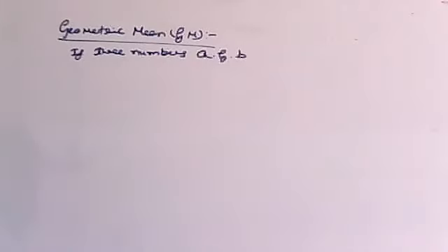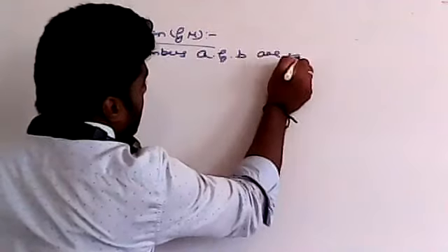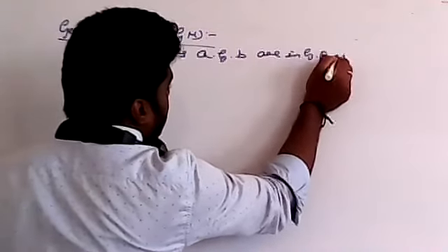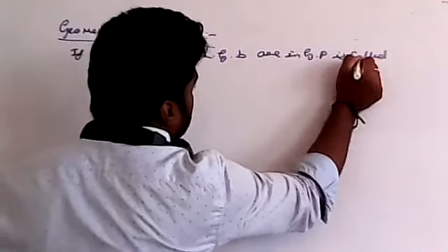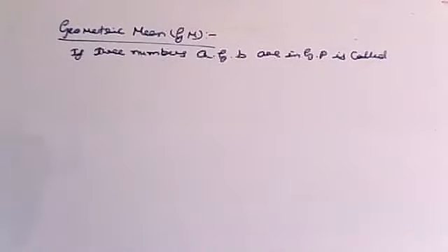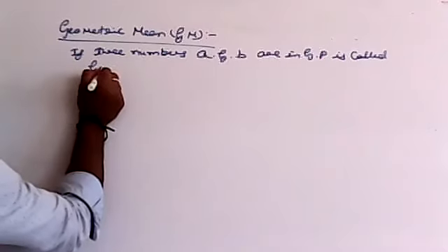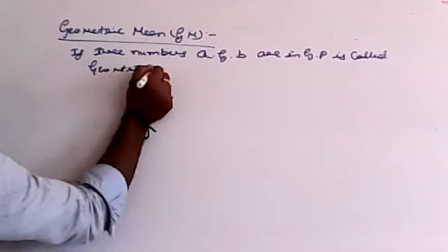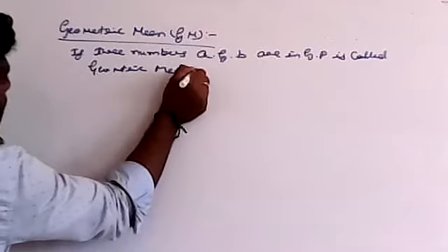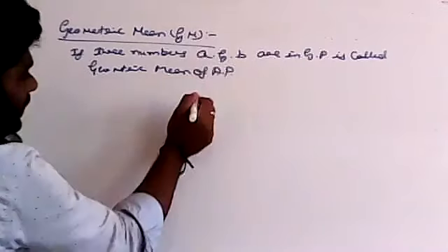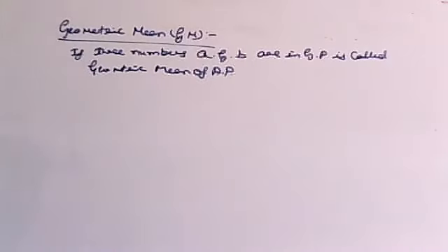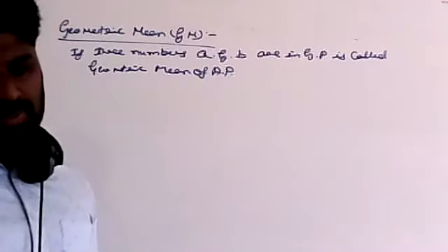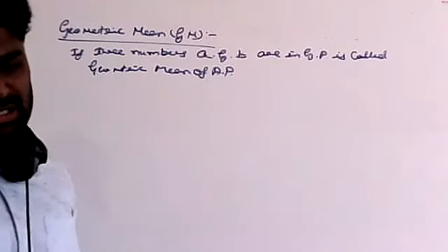So but the change is what here? If a, G, b are in GP, G is called the geometric mean of a and b. Yes, good. Nice, Prithvi. A2 by A1, no? Yes, Anirudh, good.